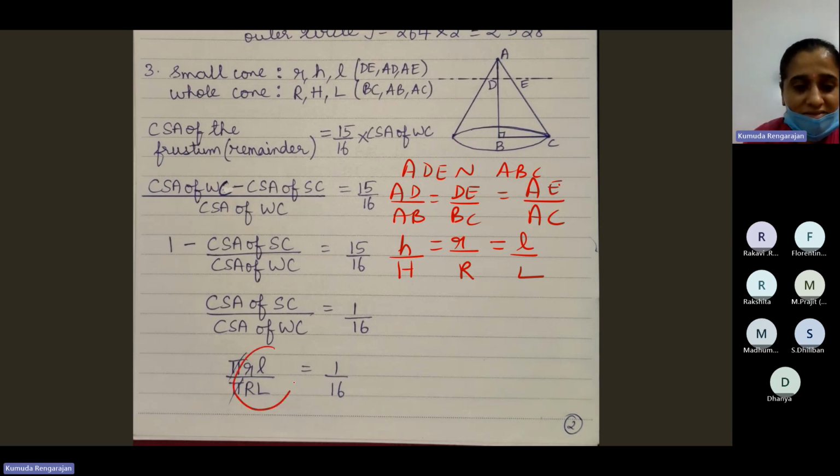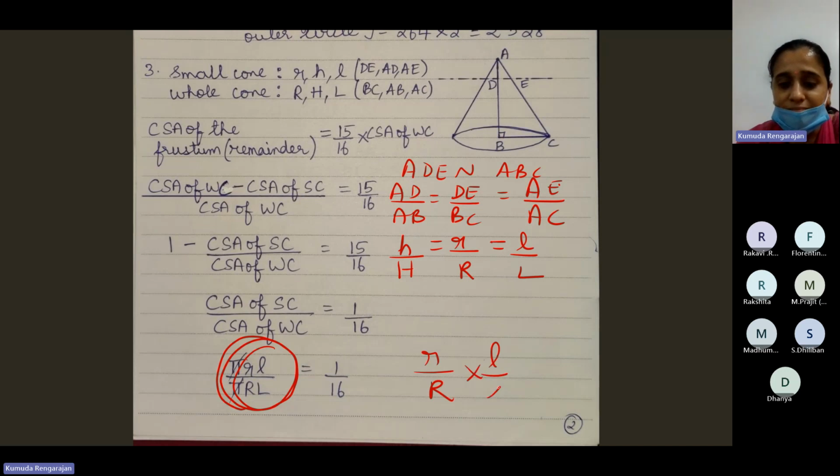That means here, look at this. r by R, l by L, they're equal. What do you understand by this? This is nothing but r by R into l by L. That's the meaning. This one. r by R into l by L.